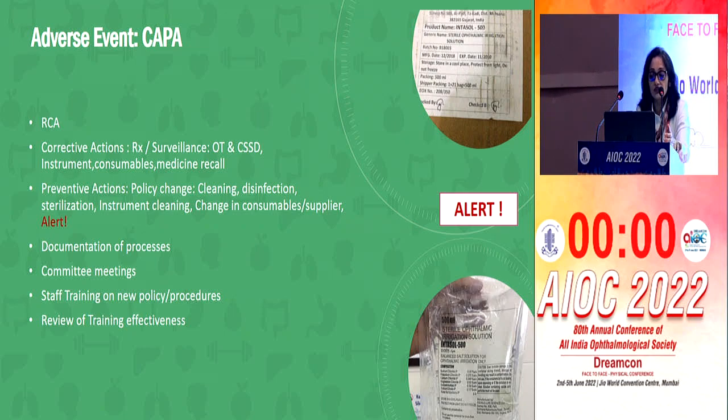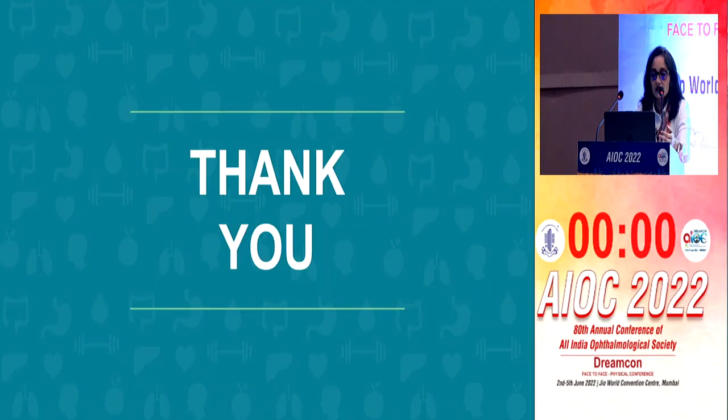Here we need to change the policy, change your cleaning and disinfection protocol, sterilization and instrument cleaning protocol, and change the consumables. You can change your supplier vendor and alert your colleagues regarding the faulty consumable. Document the entire process, and during the committee meeting you are supposed to discuss this and make new policies. Again, you must impart training to your staff on the new policies and procedures, and the most important thing is review of training effectiveness. So frequent training and feedback is required from the staff. Thank you.